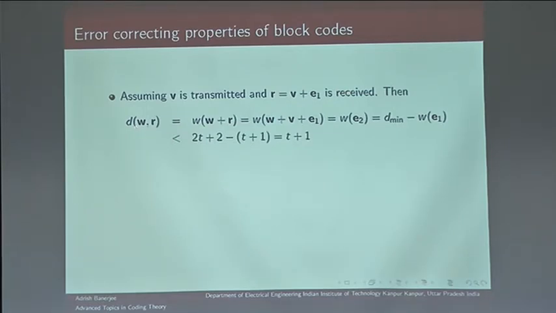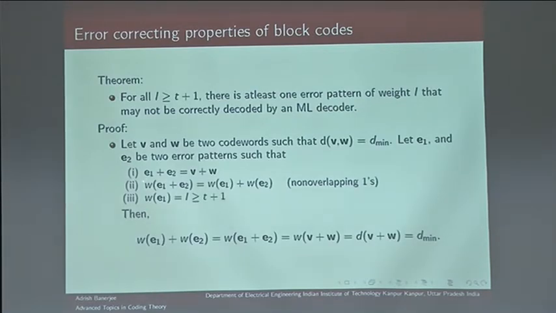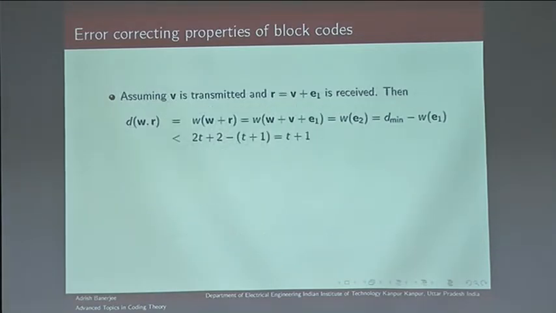Now, let us find out the Hamming distance between some other code word W and R. So, this is nothing but weight of W plus R. Now, what is R? R is V plus E1. So, this will be W plus V plus E1. Now, what is V plus W? We chose it as E1 plus E2. Okay. So, if you plug this in, this will be E1 plus E2 plus E1. So, this will be weight of E2.